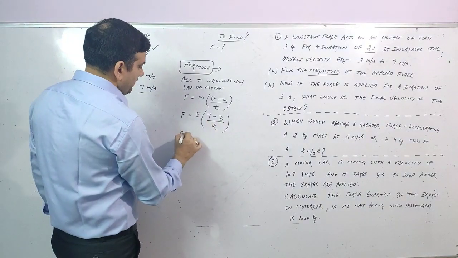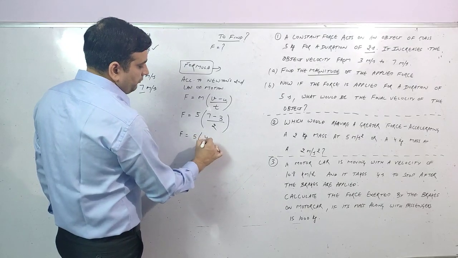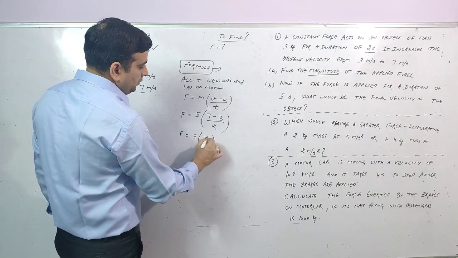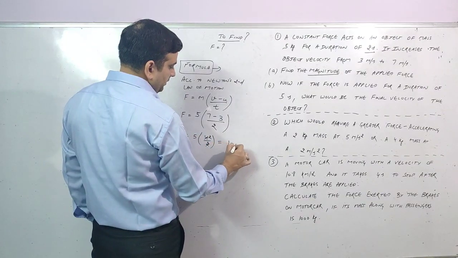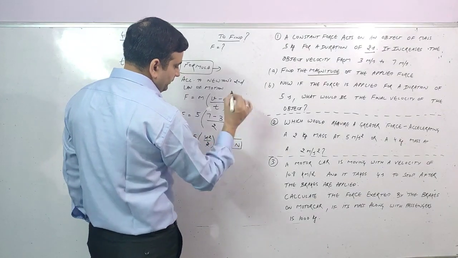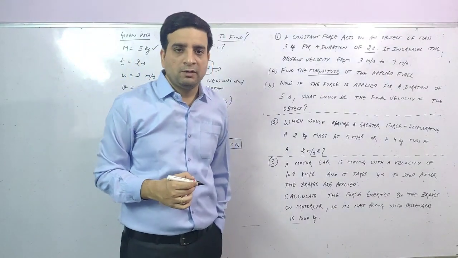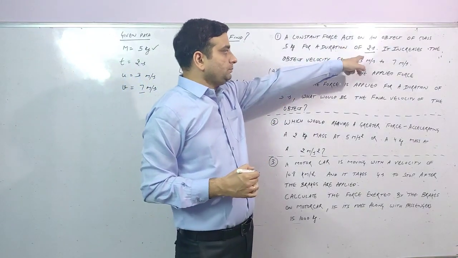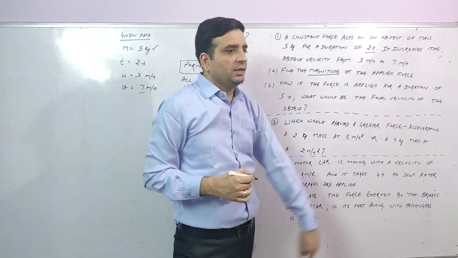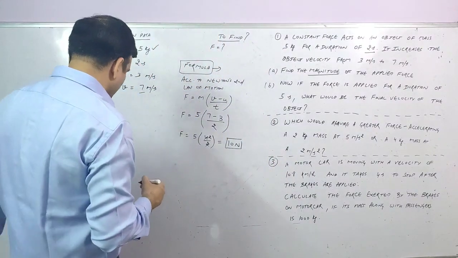So when you solve this, F is equal to 5 times (7 minus 3), which is 4, by 2. 2 2s are 4, so that will be 10 Newton. So for the first case we have calculated the amount of force that is required to change the velocity from 3 meter per second to 7 meter per second. So this is the first part.